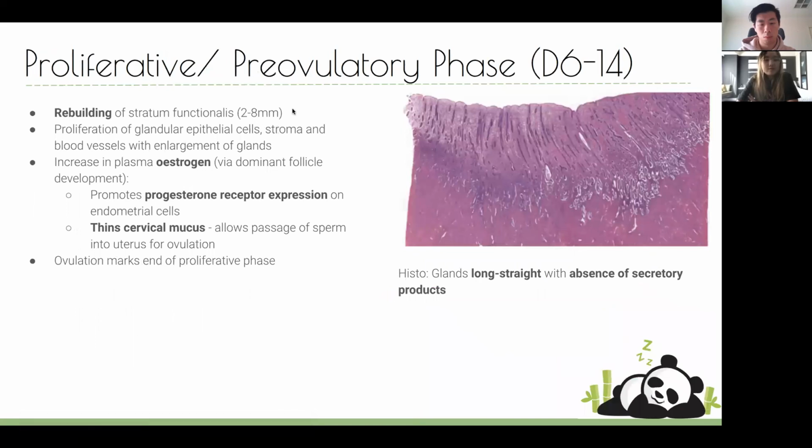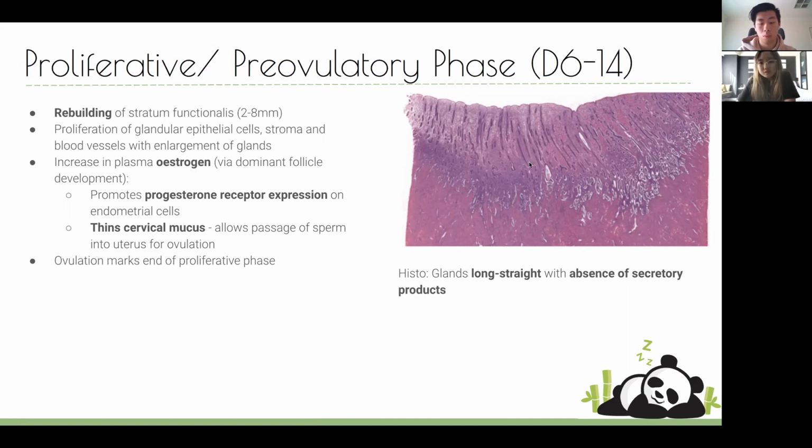And then you enter your proliferative or pre-ovulatory phase, days 6 to 14, where you have rebuilding of your stratum functionalis. You have proliferation of your glandular epithelial cells, your stroma, and your blood vessels with enlargement of glands. That's due to an increase in plasma estrogen, remember, due to our follicle development, and that promotes progesterone receptor expression on the endometrial cells and thins the cervical mucus, allowing the passage of sperm into the uterus for ovulation. On histology, this is quite high yield, so having these long, straight glands with nothing in them.